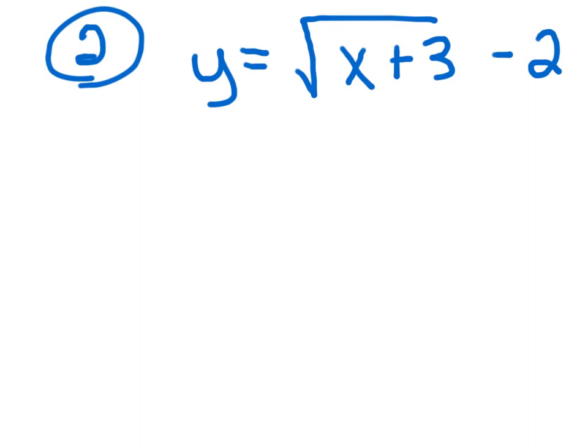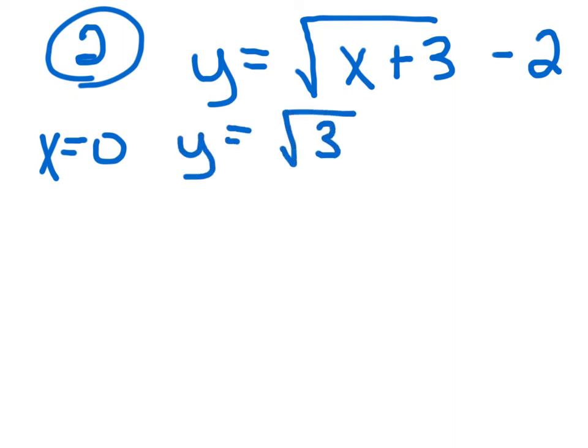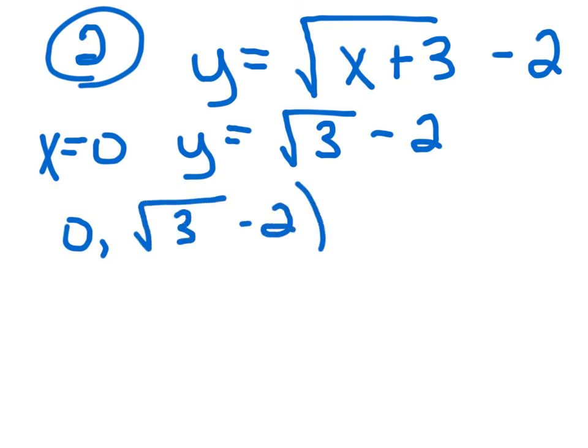Let's say you want to find the intercepts for this equation. Let x equal 0. So y will equal radical 3 minus 2. And that is basically simplest form right there. You're going to get a decimal if you plug in radical 3 to your calculator and subtract 2. So your intercept there is (0, radical 3 minus 2).